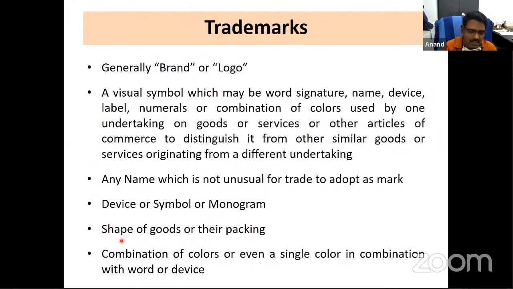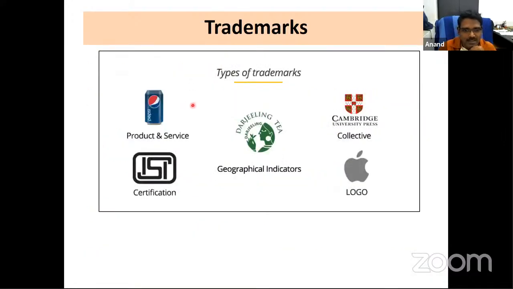So anybody who replicates by violating the trademark can be punished under certain acts of the law. So combination of colors or even a single color in combination with word or device can be used as a trademark. For example, these are types of trademarks. You can use this can with the symbol and the logo. So that can be considered as a trademark. ISI, there's a trademark. Apple logo, or any university, or even a geographical indicator, that also can be considered as a trademark.